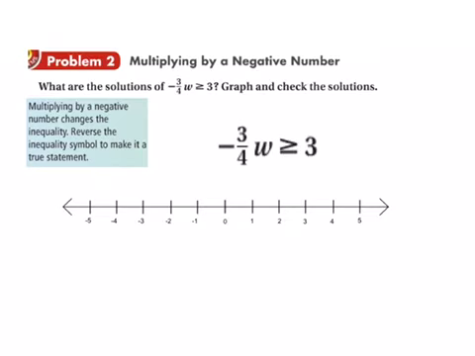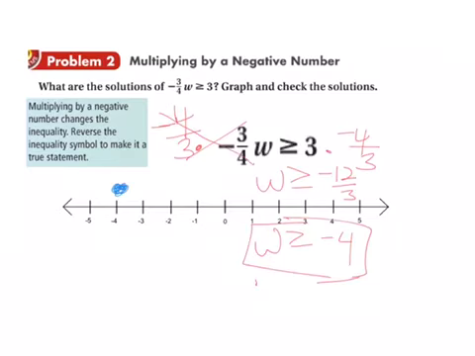Moving on to problem 2, multiplying by a negative number. It says, what are the solutions of negative 3/4 W is greater than or equal to 3? So when we have a coefficient that's a fraction, to get rid of that, we multiply by the... So I'm trying to do that.